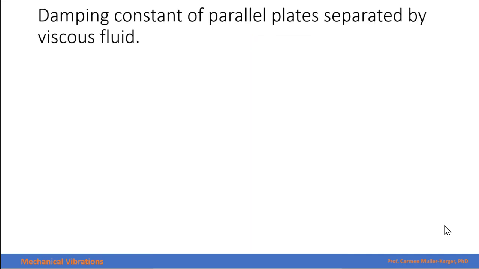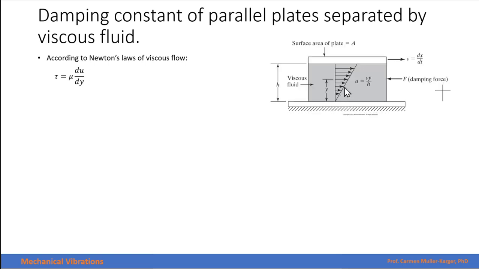We can calculate, for example, the damping constant of two parallel plates separated by a viscous fluid. You recall that according to Newton's law of viscous flow, the shear stress is equal to the viscosity of the fluid that is between the plates times the gradient of the velocity. That is this gradient over here, right? And we can say that this gradient, which is linear, here we have a fixed plate, here we have a moving plate, can be expressed as the slope of that profile.